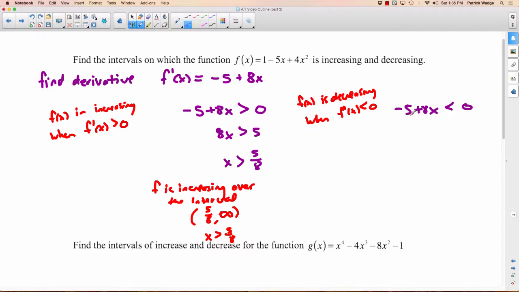Well, this shouldn't be too surprising. Once you solve this by adding 5 to both sides and dividing by 8, you get an answer that looks very similar to what we got over here. What's the only difference? The sign faces the other way. Why is that? Well, because with any function, there's only 3 things that can happen. It's either increasing or it's decreasing. So all the points it's not increasing, it's obviously decreasing, except for one point that's really important.